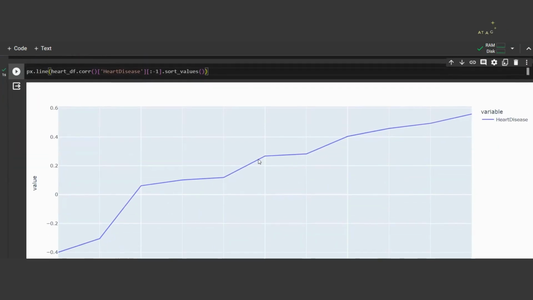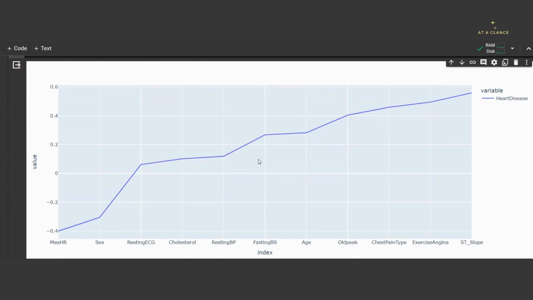And here you can see we have got a line chart. You can see that this particular line chart is having on the x-axis all the features, and on the y-axis it is having the correlation values. Here you can see that max HR is having the least correlation, or I would say it is negatively correlated with the heart disease column.